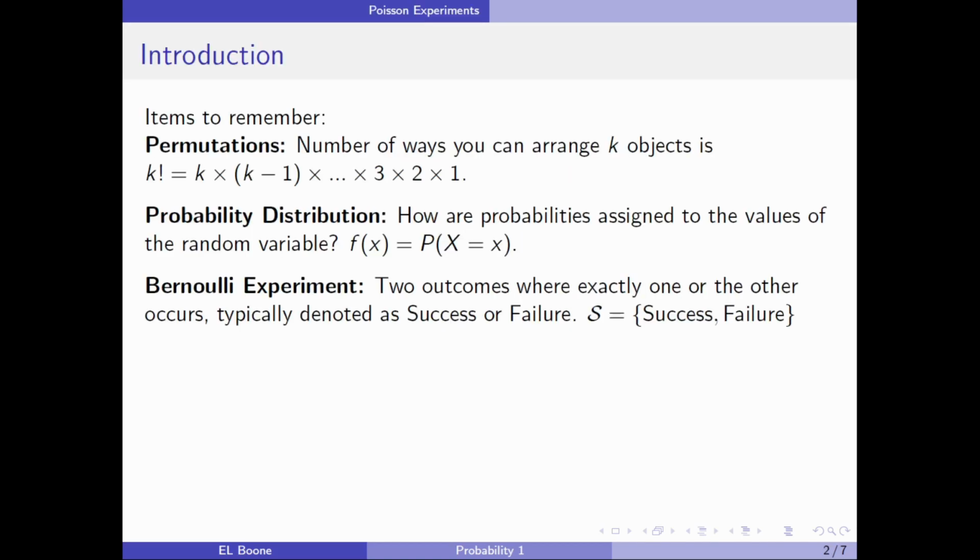All right, so in order to understand this video, you're going to need to go back and make sure you understand what permutations are. They're going to show up in the formula. You're going to need to know what a probability distribution is, and yes, a Bernoulli experiment. We're doing Bernoulli experiments again because we love them.